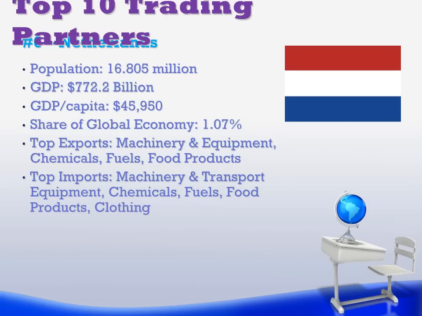Number 6 might surprise you. Yes, it's the Dutch, the Netherlands. And so with a very small population, they generate a huge amount of money in their marketplace. It takes a considerable chunk of the global economy. Any country that takes over a percent of the global economy is a major player in the world. And really, I'm surprised that we actually trade more than just tulips back and forth, but we do. We trade exports in terms of machinery and equipment, and we import a number of other goods such as fuels and food products and clothing from them.